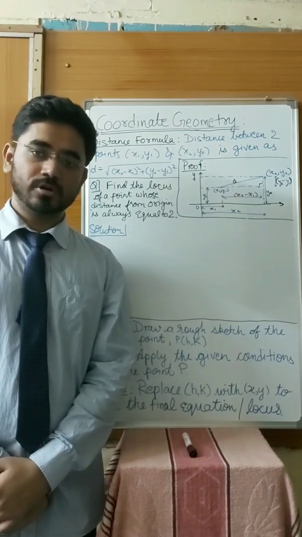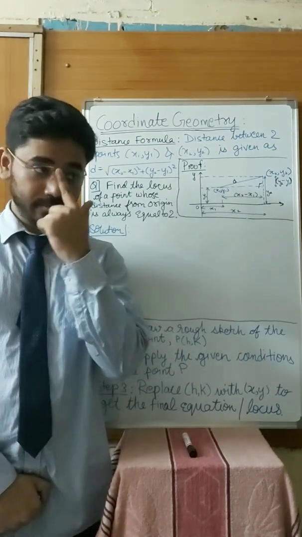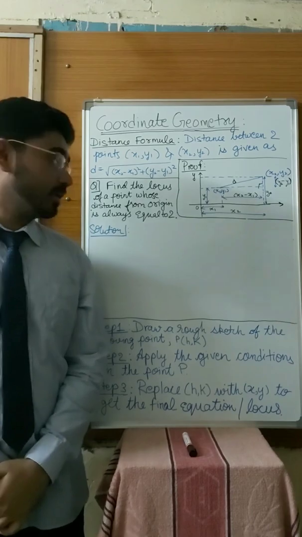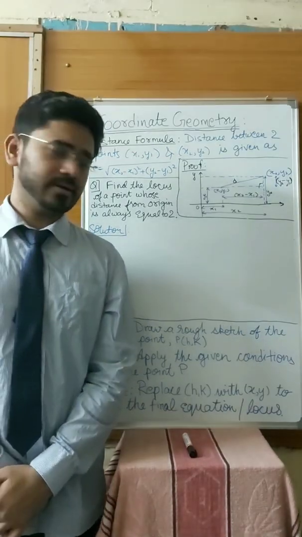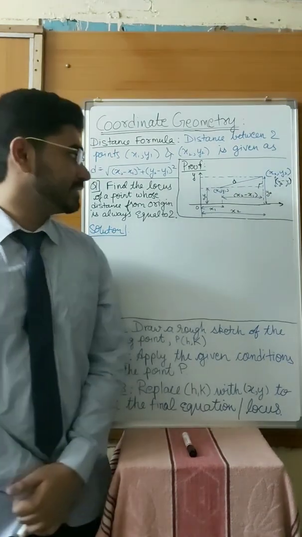Distance between 2 points with coordinates x1, y1 and x2, y2 is given by this formula, root of x2 minus x1 whole square plus y2 minus y1 whole square. We have studied this in 9th and 10th standard, and its proof is fairly easy. It's given here.